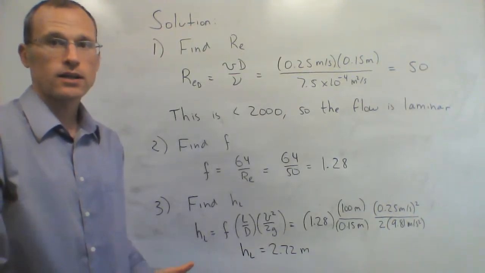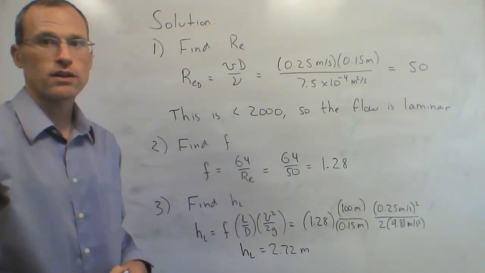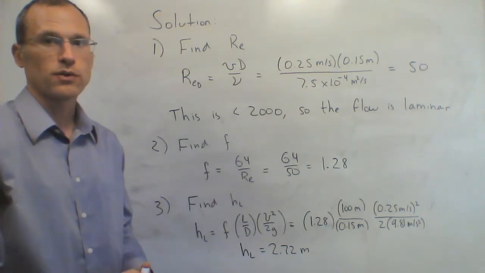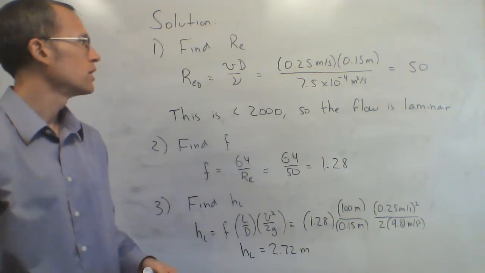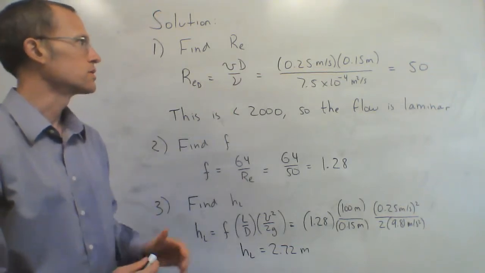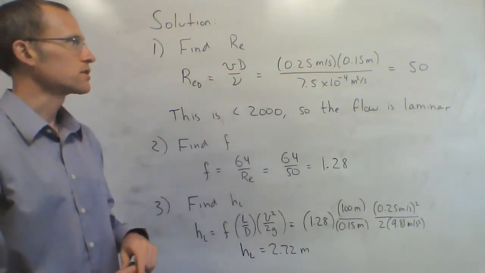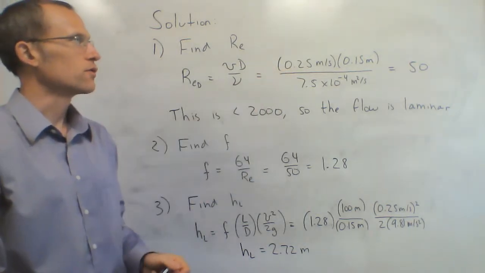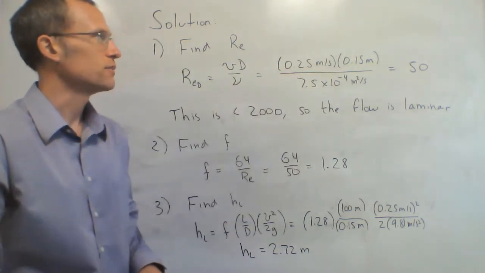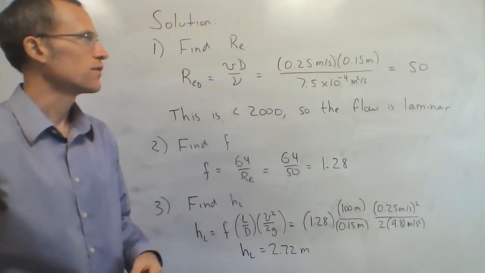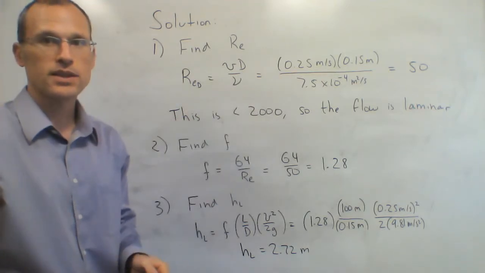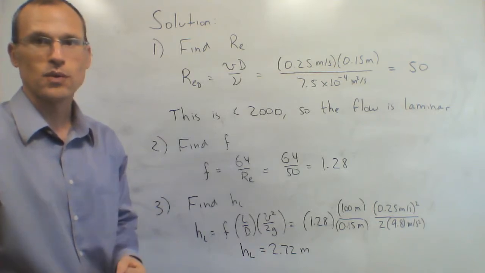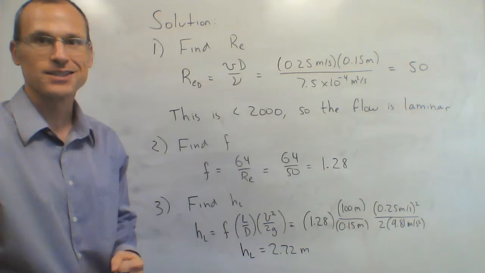So to solve this, again, I can use either the single equation for head loss, or I can do the three-step method. Again, that's the one I prefer. The first thing I want to do is find the Reynolds number, based on diameter. I'm given the kinematic viscosity, so I'm going to use this form of it, velocity times diameter over kinematic viscosity. So 0.25 meters per second for velocity, diameter of 0.15 meters, and kinematic viscosity 7.5 times 10 to the negative 4 meters squared per second gives a Reynolds number of 50. This Reynolds number is less than 2,000, so the flow is laminar, which is good. If it wasn't, we wouldn't know what to do yet, because that's the next lesson if it's turbulent.